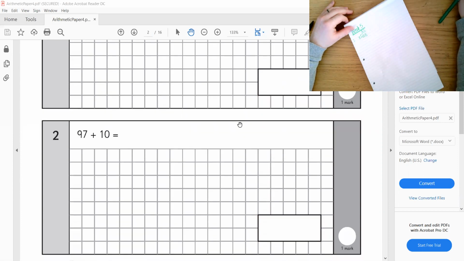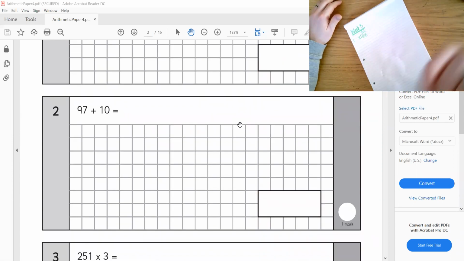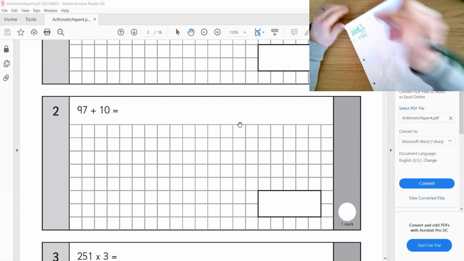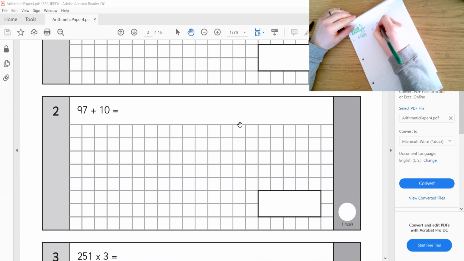Question 2 then, 97 add 10. I could do that in my head. Just another 10 more than 97, that's 107. Or if I needed to, I could have set it up like column, and then 7 add 0 is 7, 9 add the 1 then would have been 10, so I would have got 107 that way.